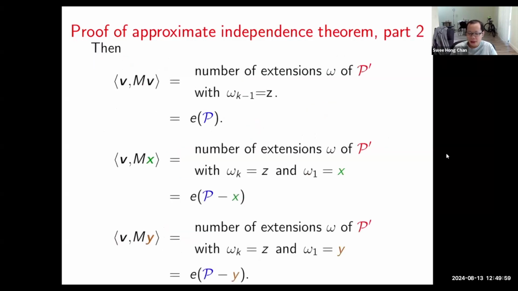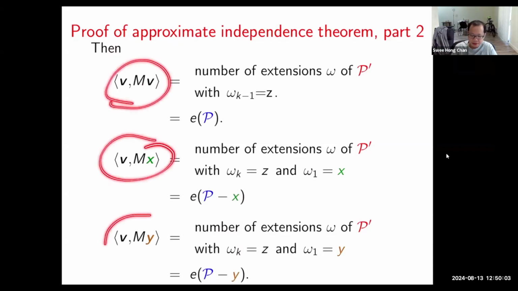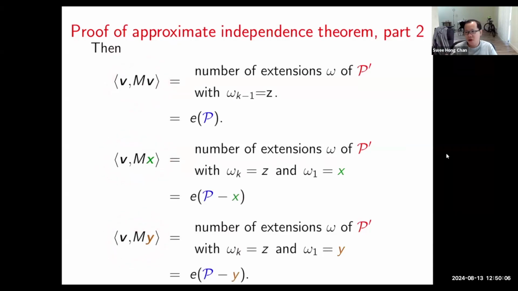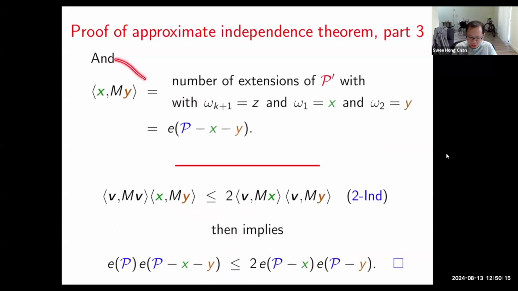Now you plug this into the definition of VMV, VMX, and VMY. You will see, oh, what a coincidence, that just by definition these will be equal to e(P), e(P minus X), e(P minus Y), and the last one, e(P minus X minus Y). Then you just plug this into two-independence, and the approximate independence follows immediately. So this is just an easy consequence of the property that we call the two-independence property.